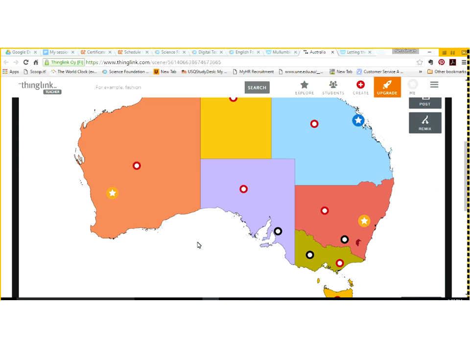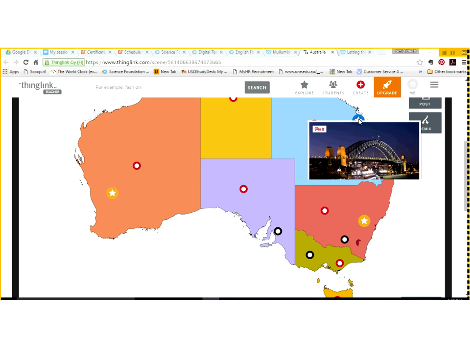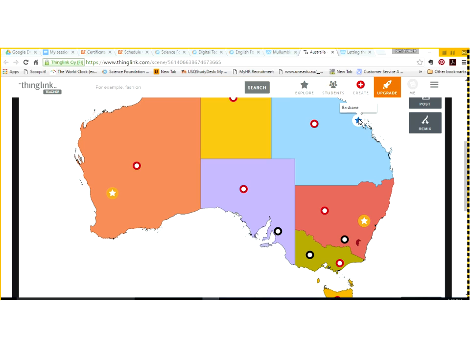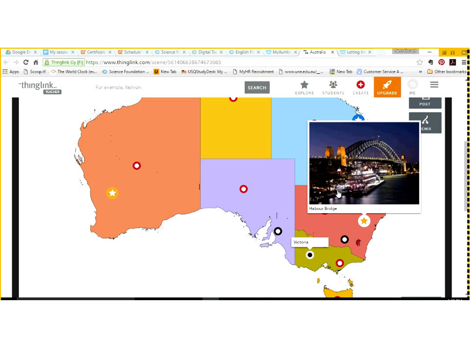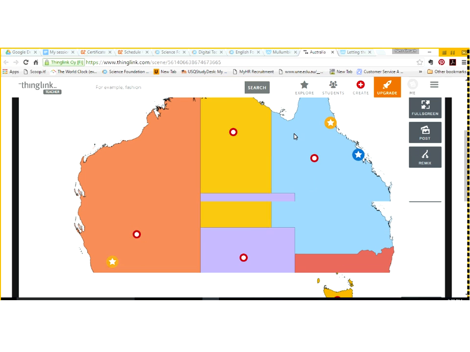So what myself and my teaching partner did once we had these was we went through and looked at them for accuracy. So for example, because this child's put Brisbane way too far up on the map, that would tell us that she still has a little bit to learn about the actual positioning of the capitals, but she has a very good understanding of the names of the states and some of the important features of our country.